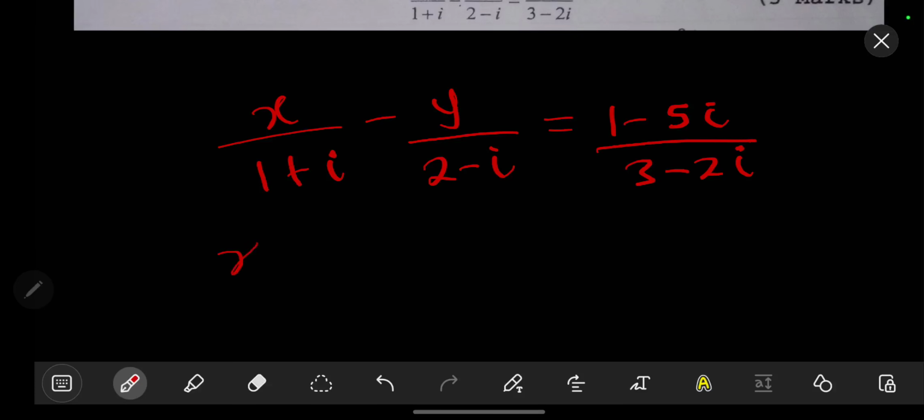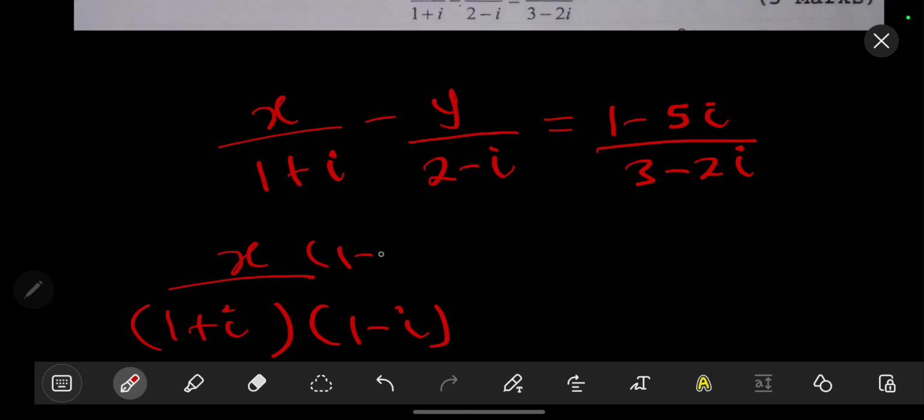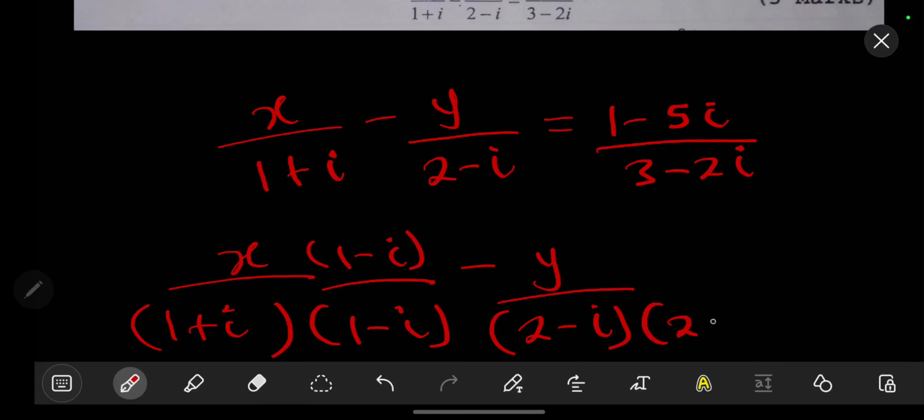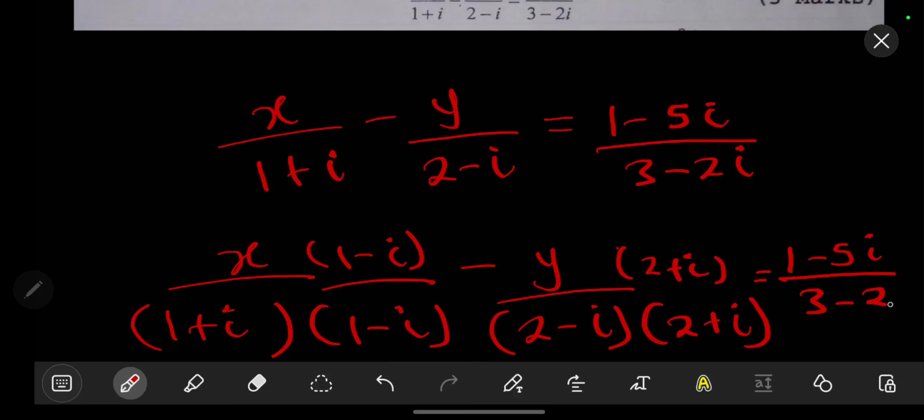So we are going to have x over 1 plus i, conjugate this. The conjugate of 1 plus i is 1 minus i like that. Then we have 1 minus i like that. Then we have minus y over 2 minus i like that. We are going to find the conjugate of this, which is 2 plus i like that. Then even on top, 2 plus i like that, should be equal to. So here we are just going to write, due to space, 1 minus 5i over 3 minus 2i.